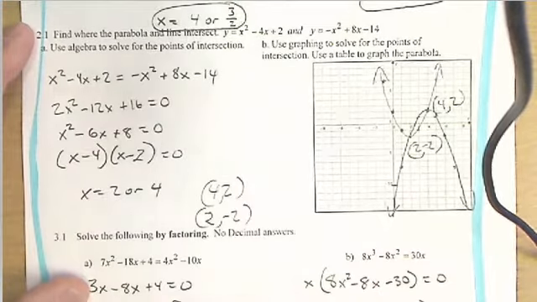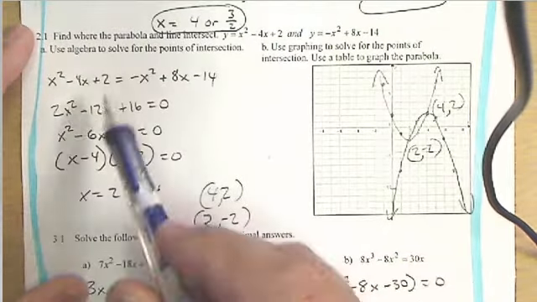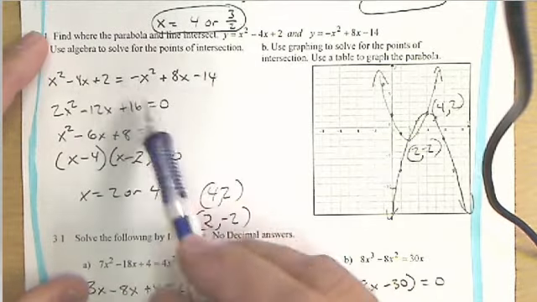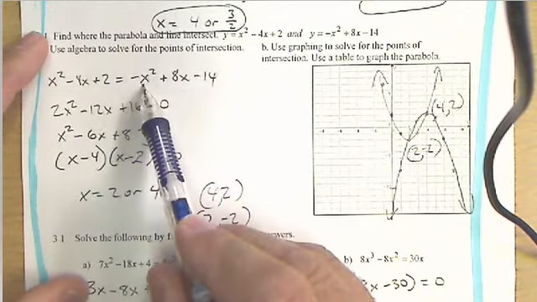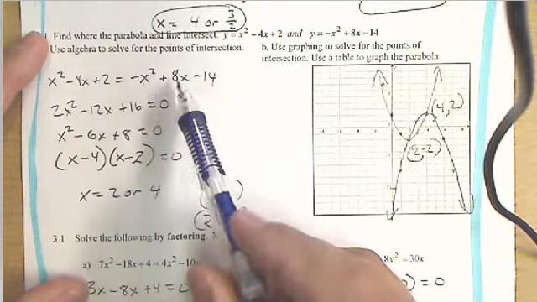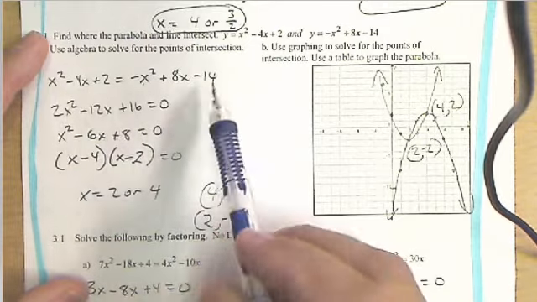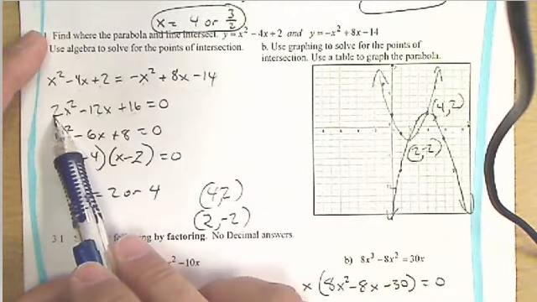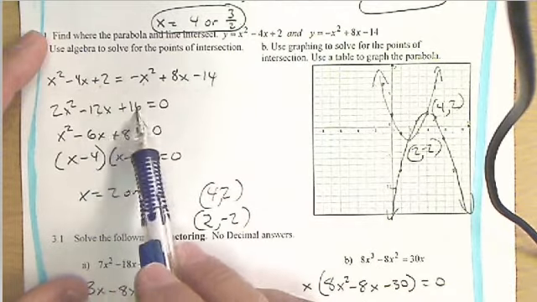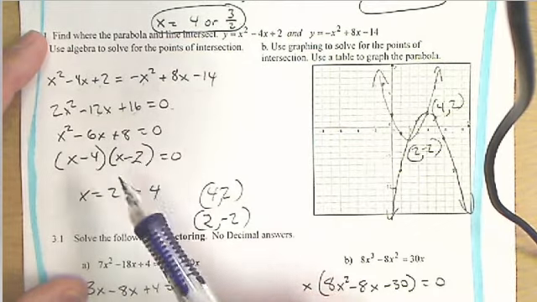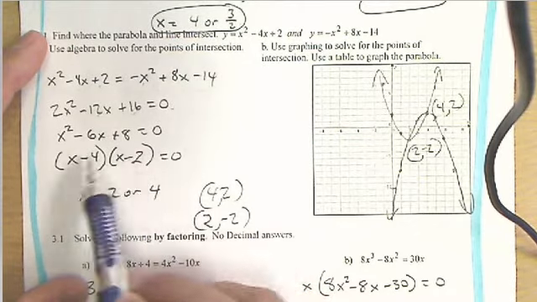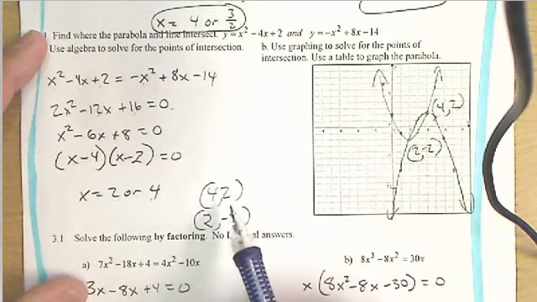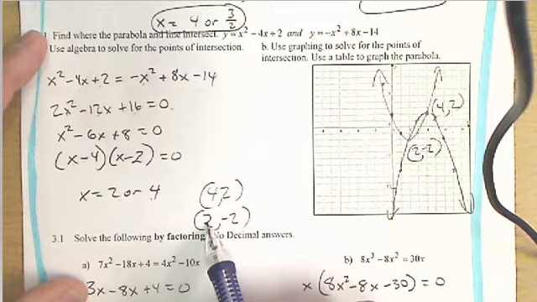Where do the parabola and the line intersect? Well, that's just putting them equal to each other using substitution. Solving the system, add x squared to both sides, subtract 8x from both sides, add 14 to both sides. I factored out a 2, or you could say you divided each term by 2, and then I factored. Got my x equals 2 or 4.